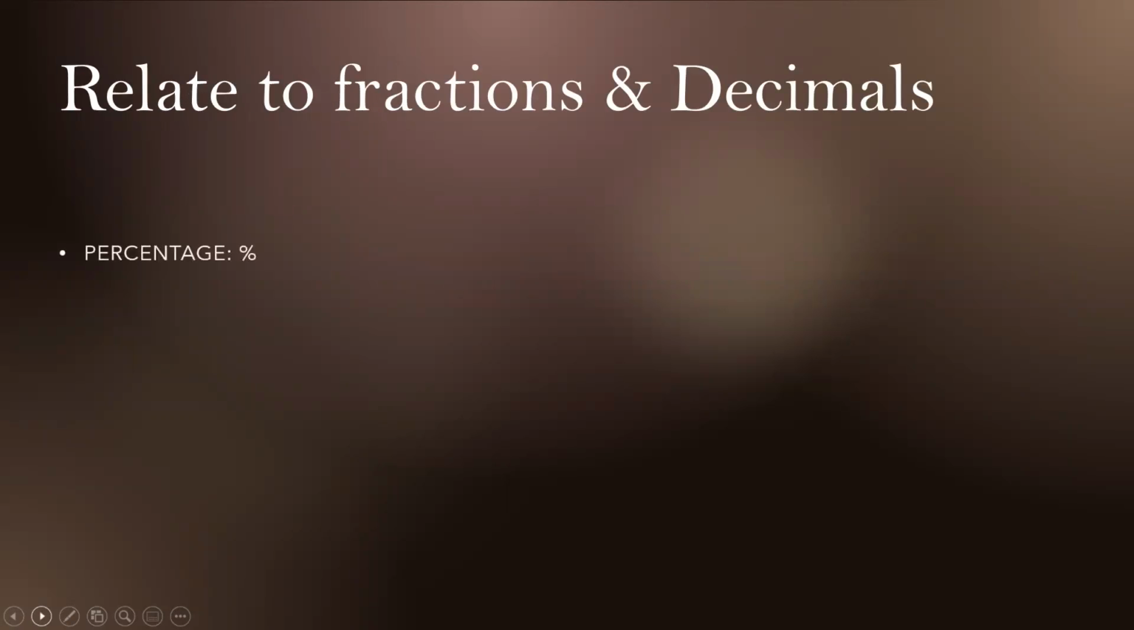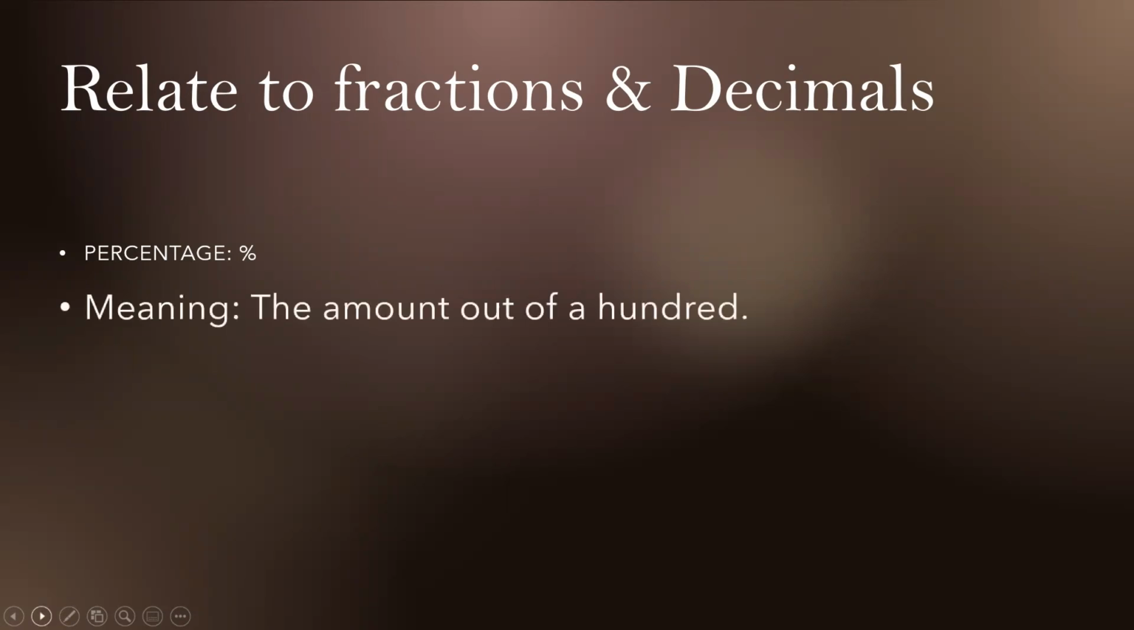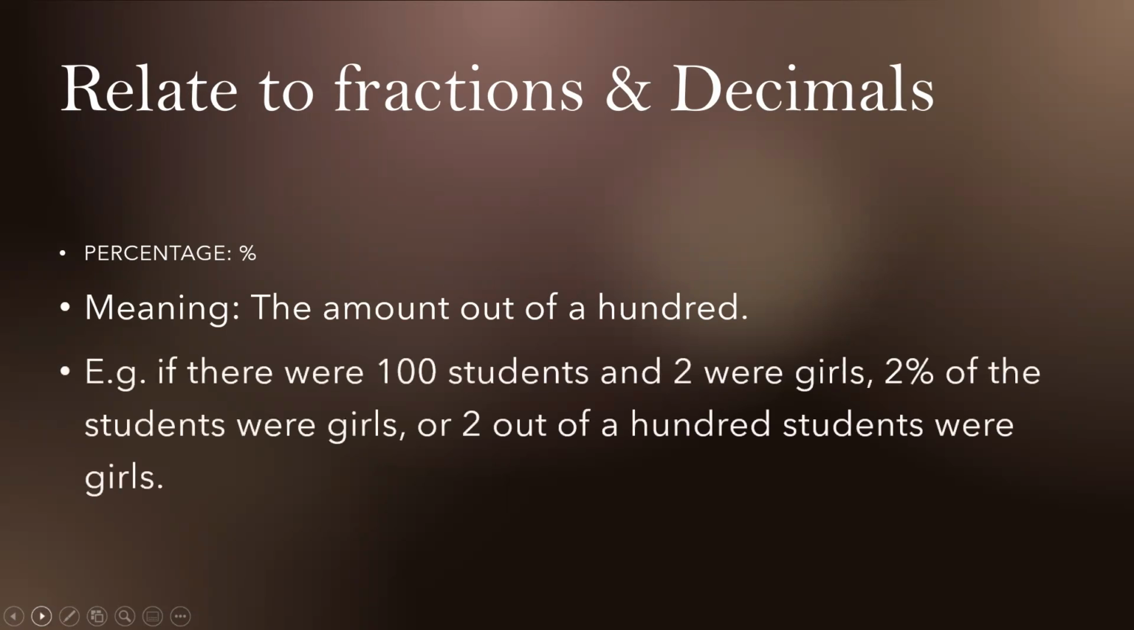So, percentage, the sign is this little circle followed by a slash followed by another circle. Just remember that. It's pretty simple. Meaning the amount out of 100. How many percent? Means how many parts out of 100. Example, if there were 100 students and 2 were girls, 2% of the students were girls. Meaning 2 out of 100 students were girls.